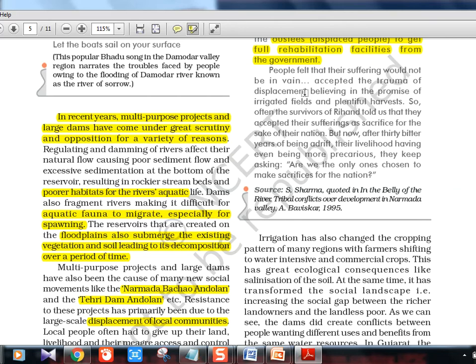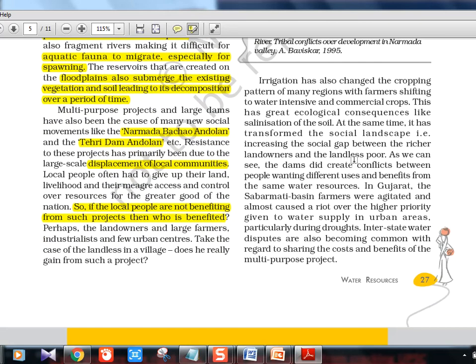People accepted the trauma of displacement, believing the promises of irrigated fields and plentiful harvest. The survivors of Rihand told us that they accepted their sufferings as a sacrifice for the sake of the nation. But now, after 30 bitter years of being adrift, with their livelihoods more precarious, they keep asking, are we the only ones chosen to make a sacrifice for the nation? This is actually a quote from some other article, from someone in the Andolan. So obviously it will be negative towards the government, but you just need to know the place related to it: Gujarat.